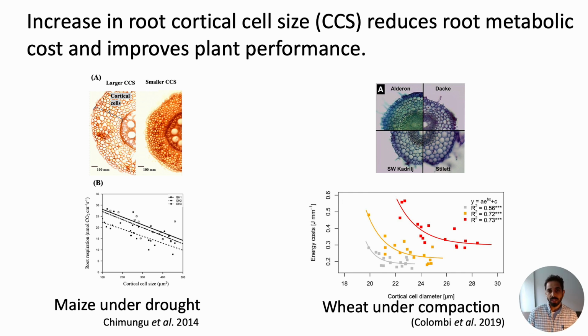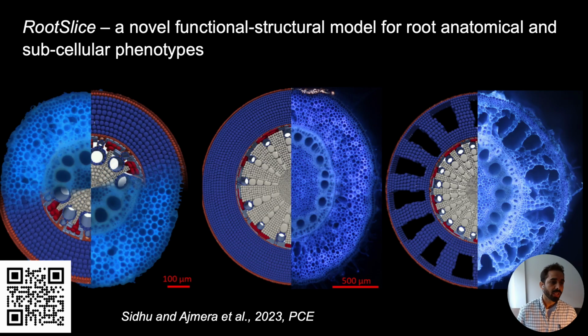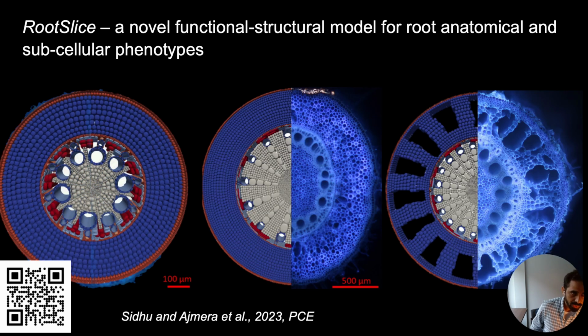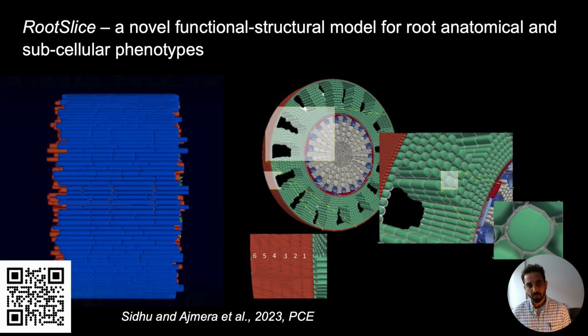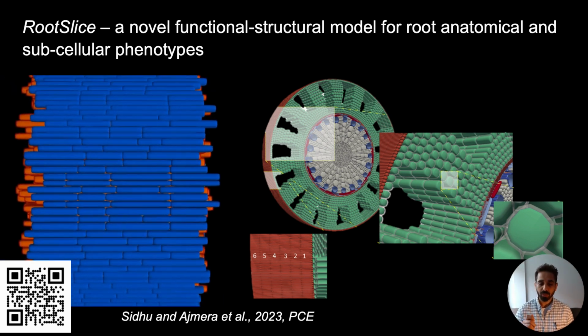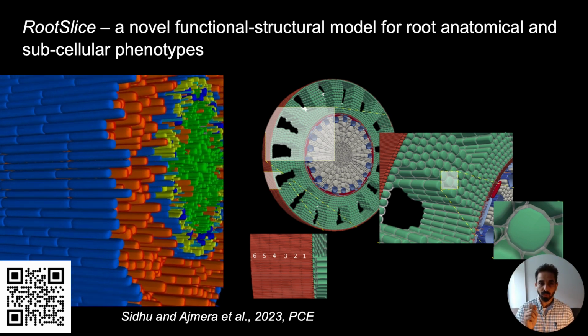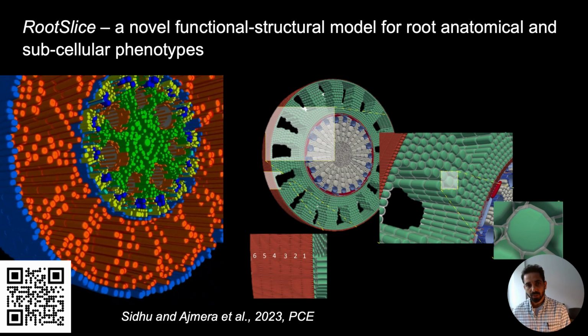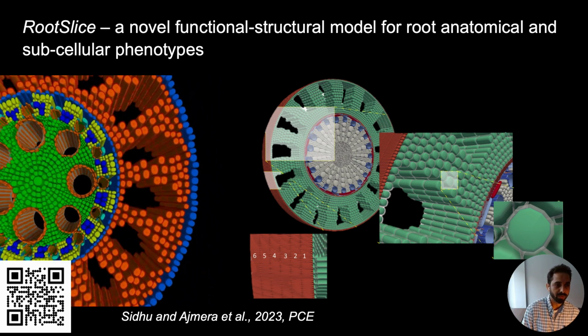Now, when I started working with cortical cell size, what I was really interested in is how does cortical cell size regulate root metabolic cost? What's the underlying mechanism? And to understand that mechanism, we first developed this model called RootSlice. It's a functional structural model where we can manipulate root subcellular phenotypes as well as anatomical phenotypes.